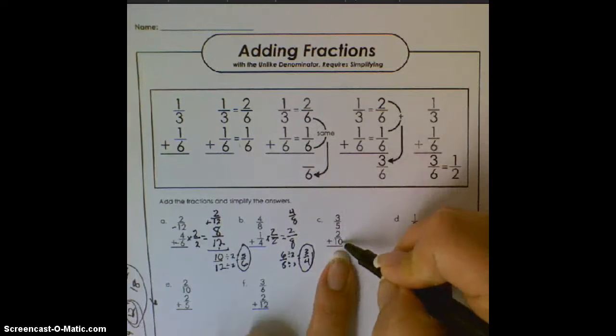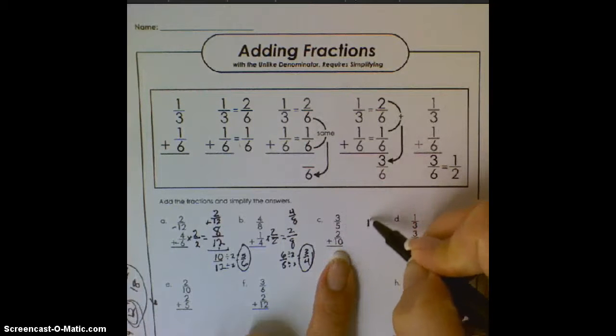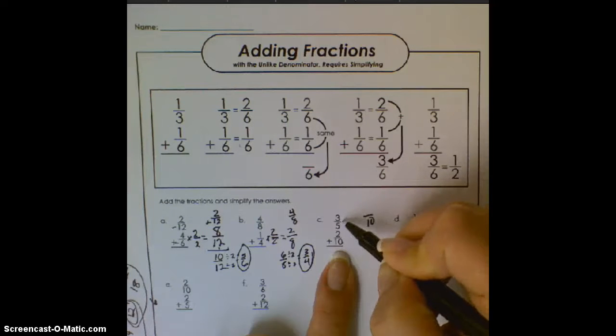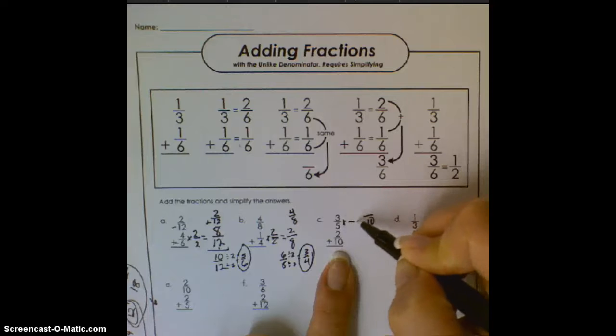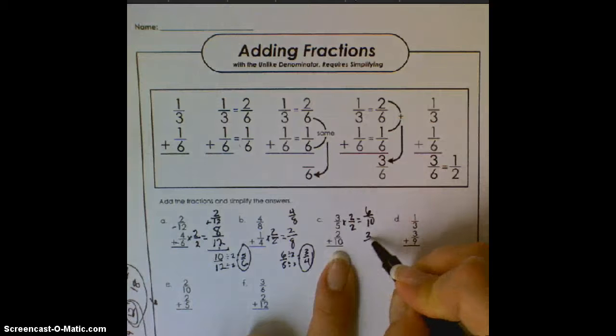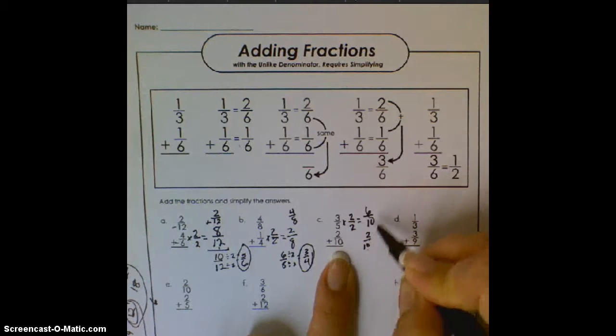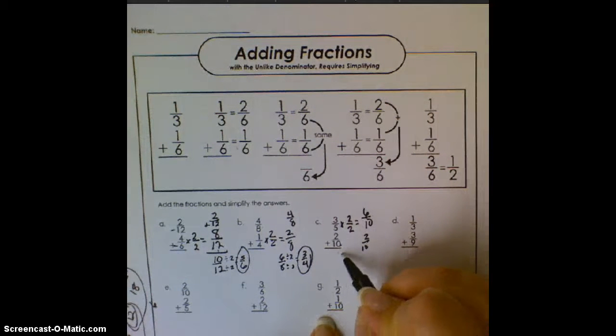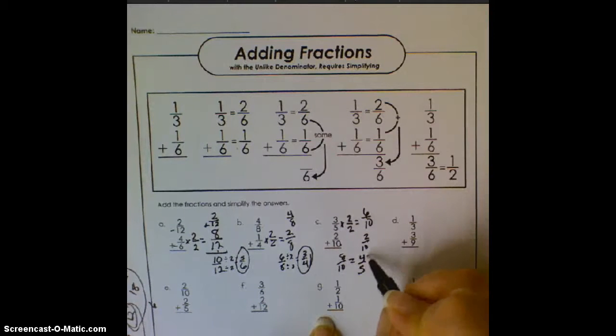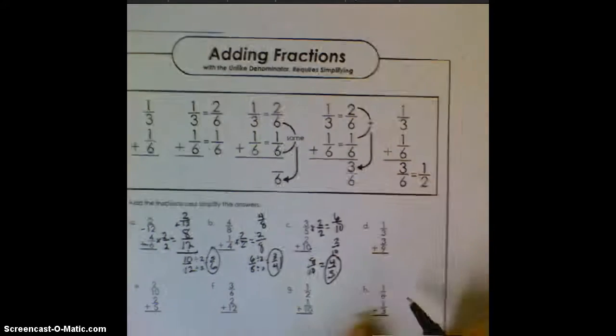Alright, this one, common denominator, will be 10. And I can write times 2 over 2. 5 times 2 is 10, 3 times 2 is 6. And then I can add 6/10 plus 2/10 and get 8/10. And if I want to divide them both by 2, I can get 4/5 for a reduced fraction.